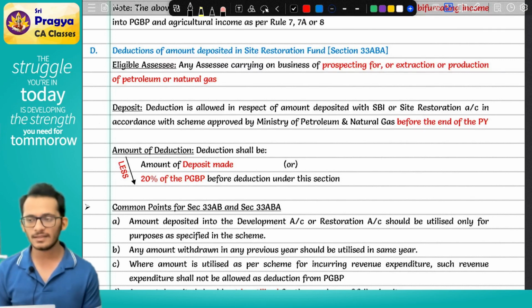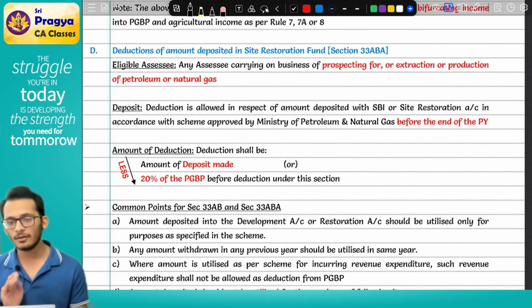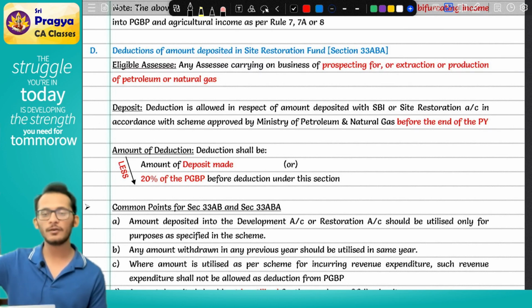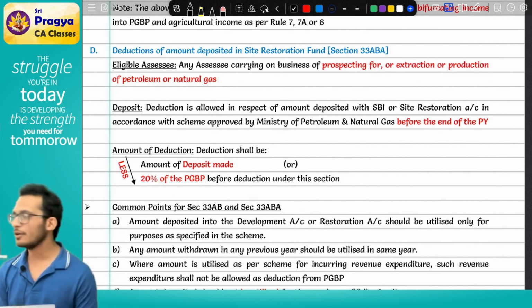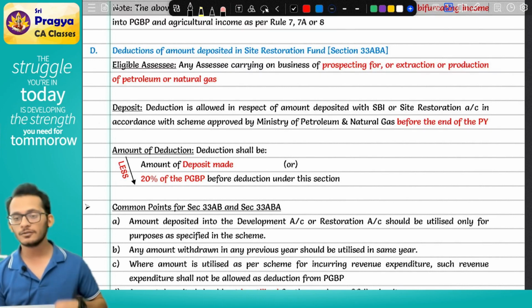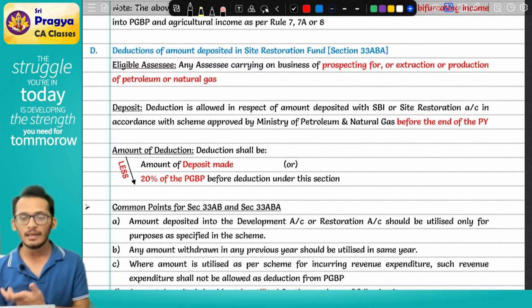Now the question is, Rahul, I deposited some money in this fund. What can I use this money for? They are saying, boss, this money should only be used for the purpose I tell you. If you're thinking about tea, coffee, rubber and all, what do you think the money will be used for? It will be used for machinery and all. Site restoration will be used for restoring the site.